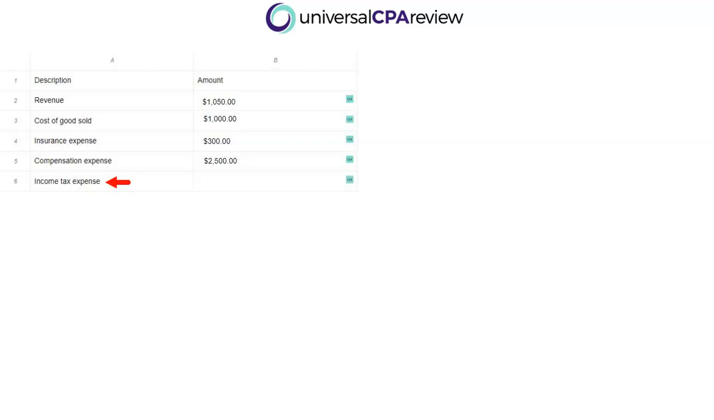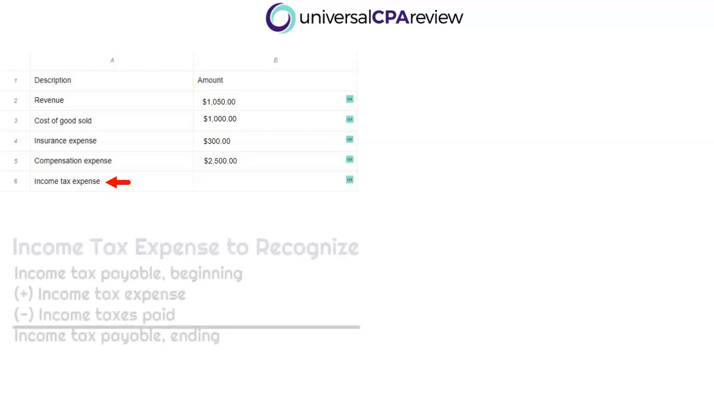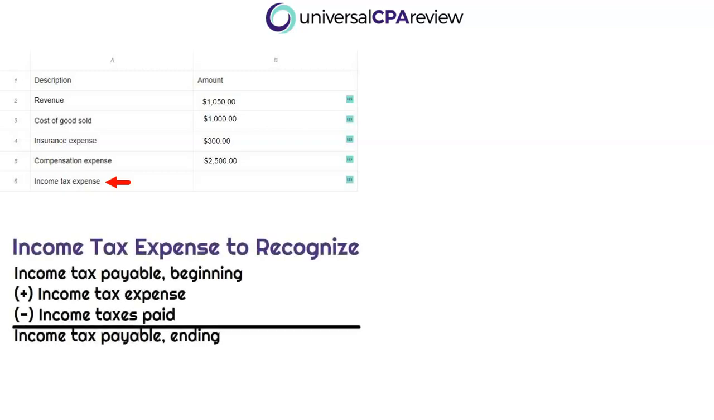Our final row is focused on income tax expense. So I'm going to set up the roll forward first so we know what we need to look for. So we need to get the beginning and ending income tax payable balances. And then we also need to get the amount of income taxes paid in cash. And if we have those three pieces of information, we can then solve for the amount of income tax that was recognized in the period.